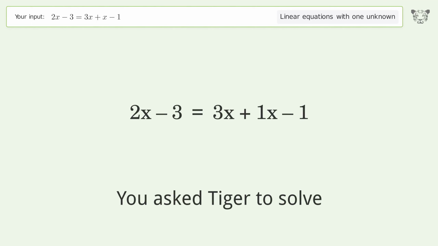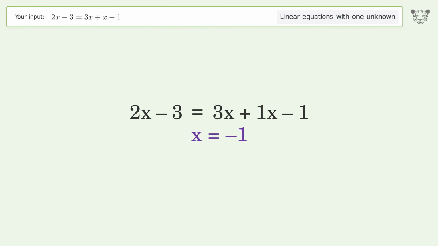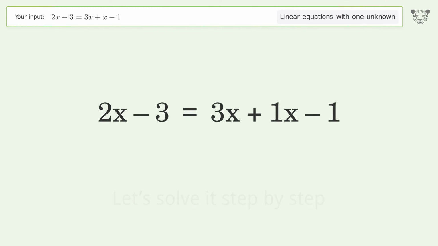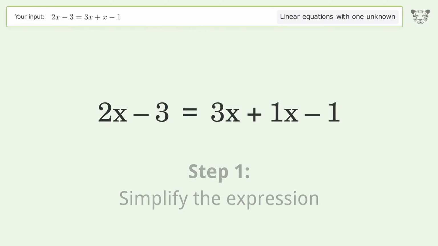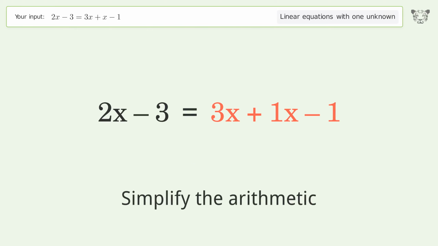You ask Tiger to solve this. This deals with linear equations with one unknown. The final result is x equals -1. Let's solve it step by step. Simplify the expression. Simplify the arithmetic.